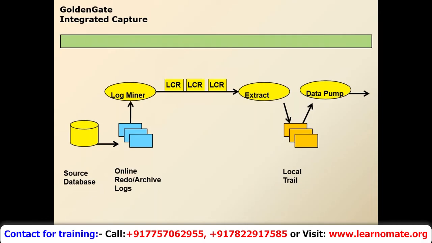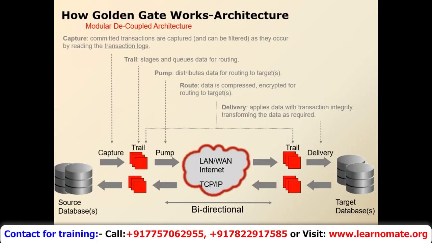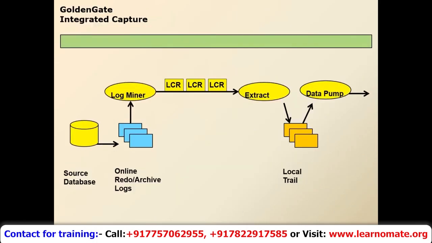So the difference between the two is that in classic extract, the extract connects to the source database directly. However, in integrated extract, the process is not establishing a direct connection with the database. It is receiving the changes from the log miner, whatever is needed by the extract process. So log miner receives whatever changes are needed, and then passes those changes to the extract process in the form of LCR, logical change records, and then the extract process writes them to the local trail file.